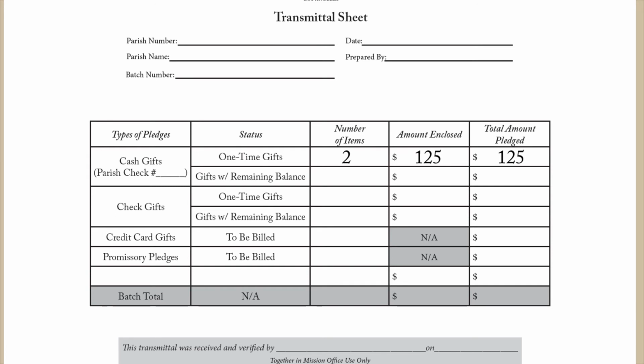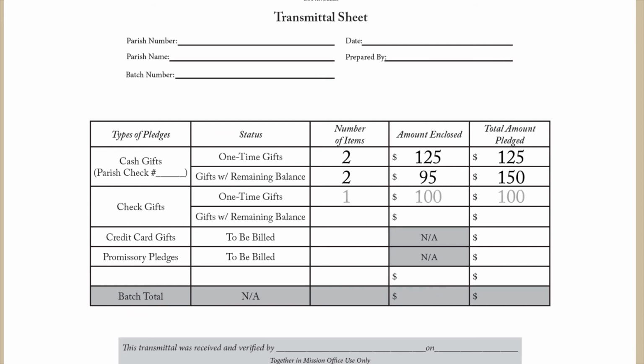For cash gifts with balance remaining, we have 2. Across those 2 gifts, one individual included $20, the other individual included $75. So the total amount enclosed here is $95. However, these individuals have a balance remaining, meaning they didn't pay off their entire pledge at once. So the individual that included $20 had actually pledged $50, and the individual that included $75 had actually pledged $100. So the total here will be $150.